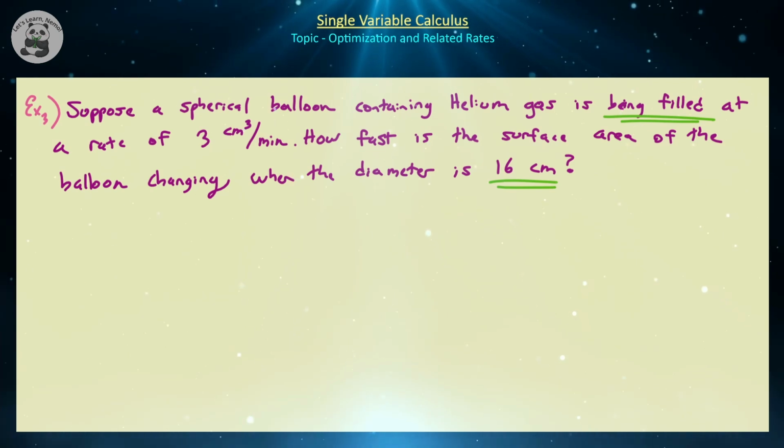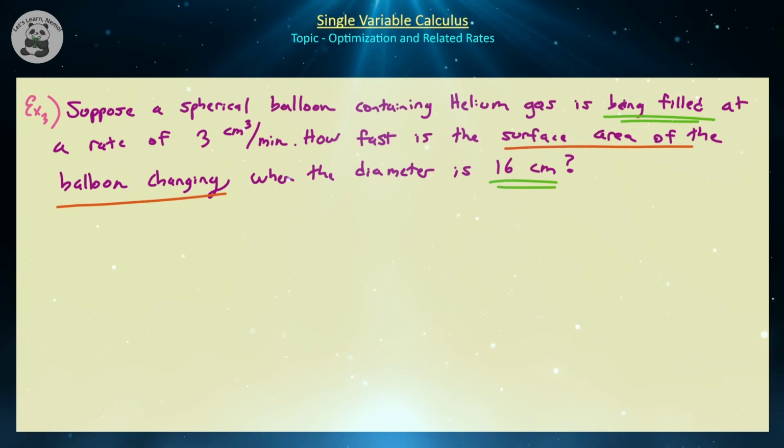So we should be able to see how fast the surface area of the balloon is changing, where we only know how fast the actual volume of the balloon is changing. So we have two different rates going on here. The surface area is changing and the volume is changing.